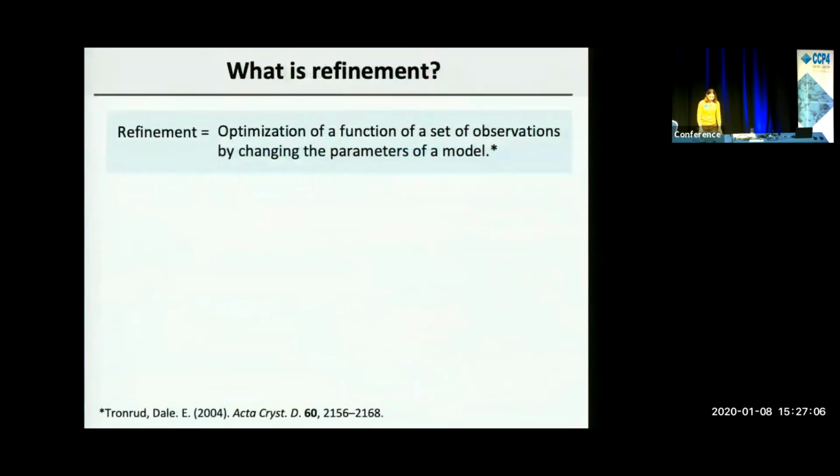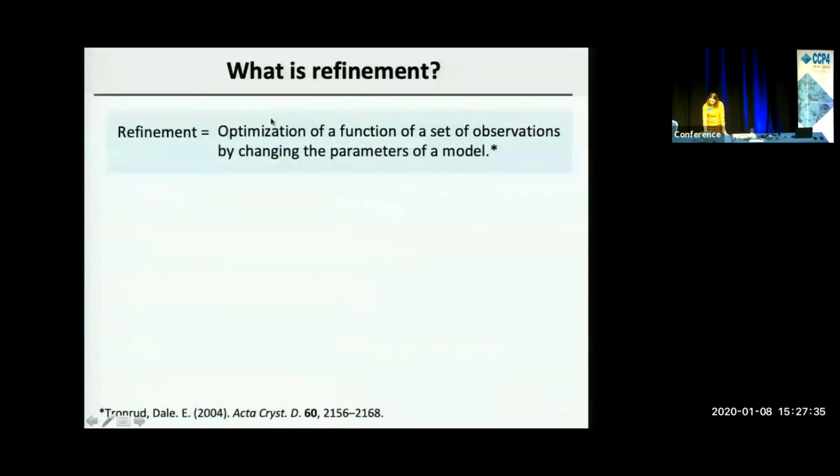So now what is refinement? So here is one definition. I took this definition from a paper. Of course, there are many other definitions. I just chose this one because the associated paper is actually quite a nice introduction to refinement, for those who are not so familiar with that. So in this definition, refinement is the optimization of a function, and that's a function of a set of observations.